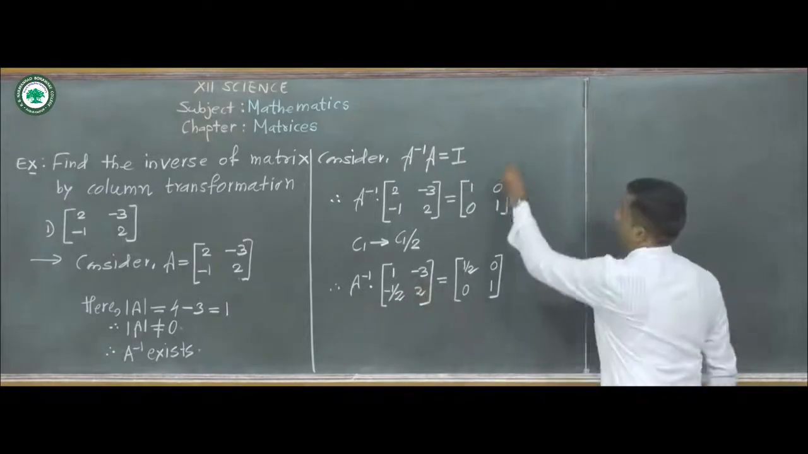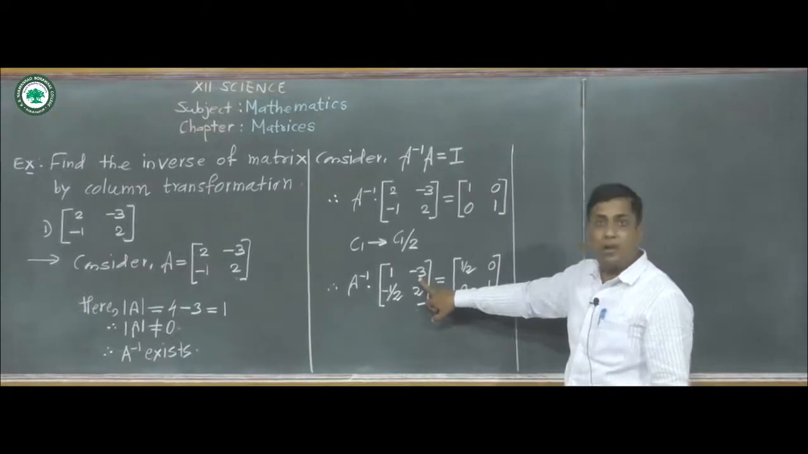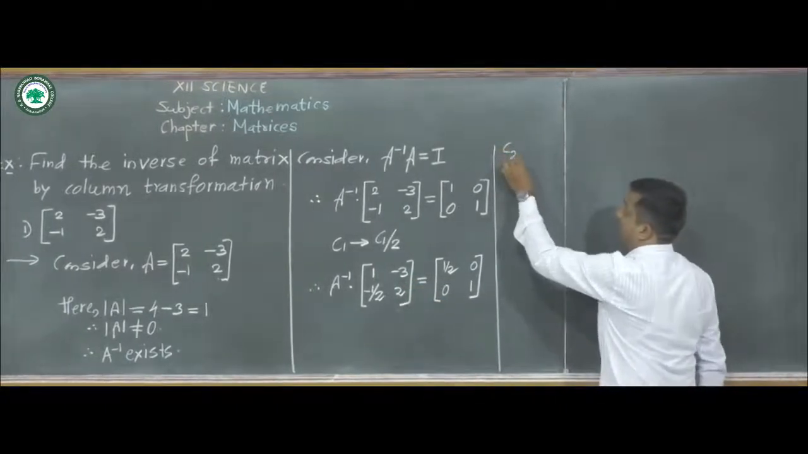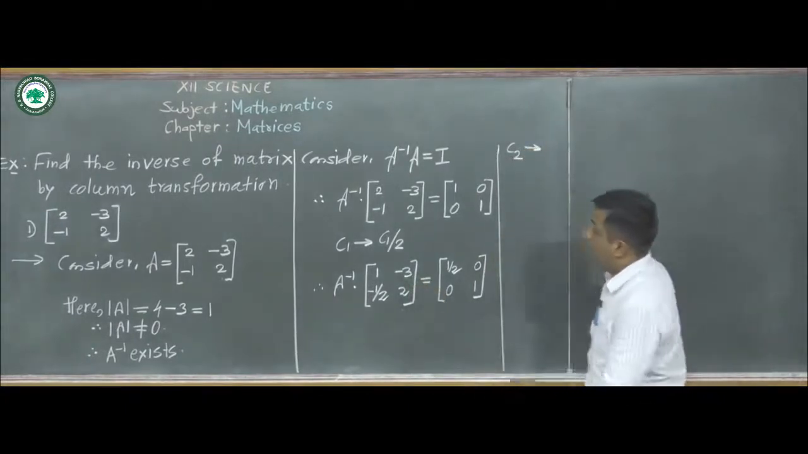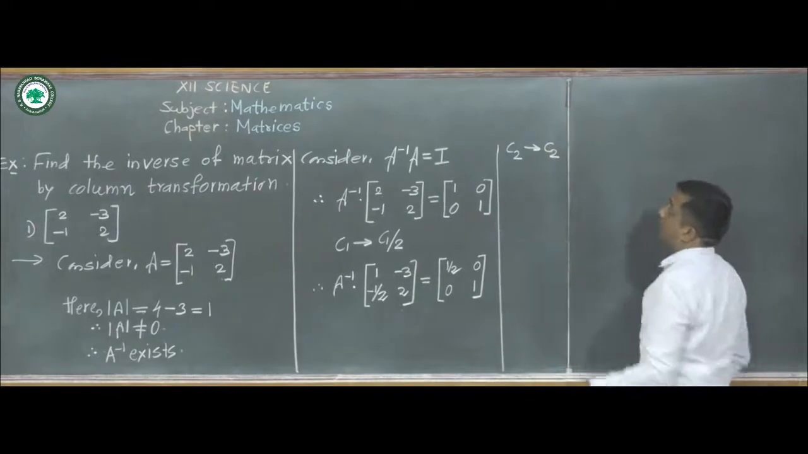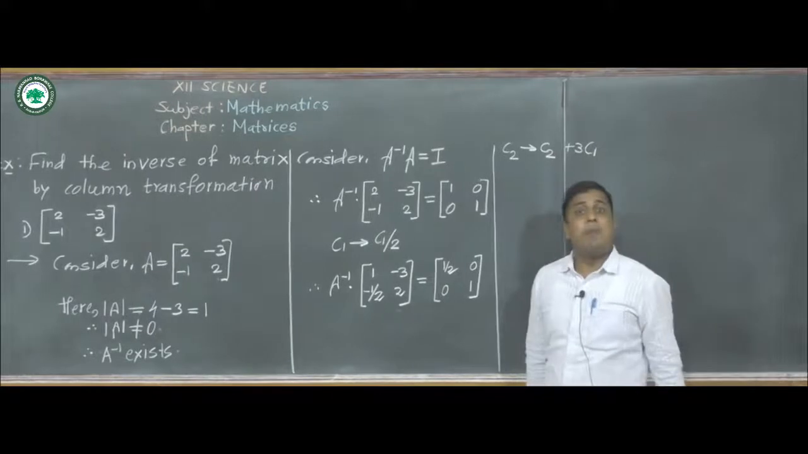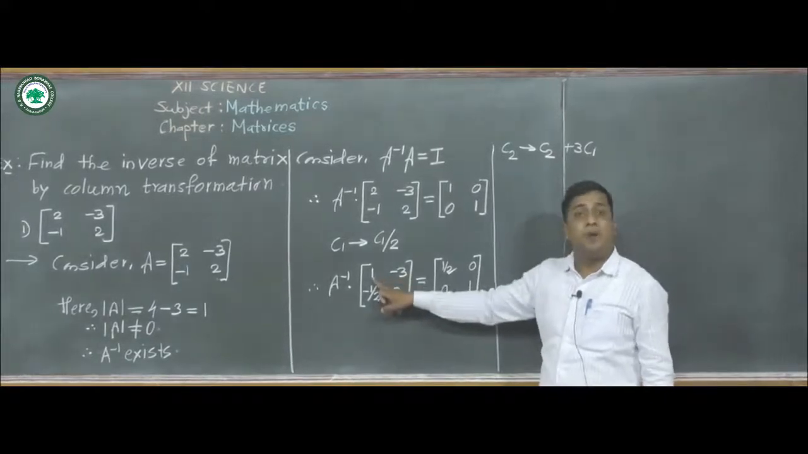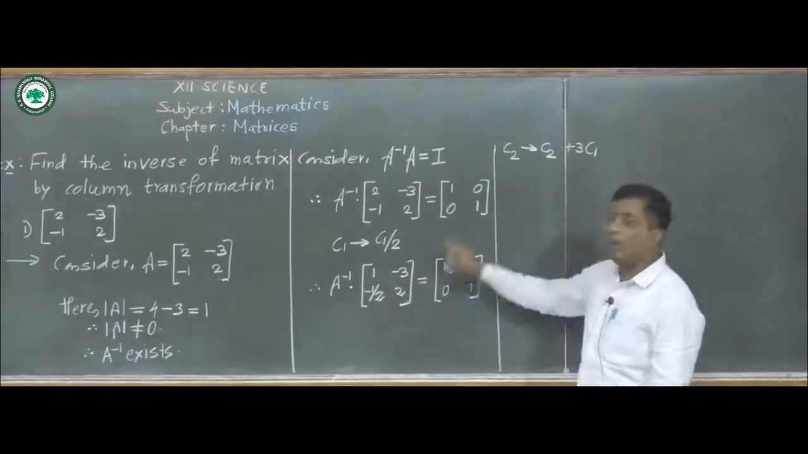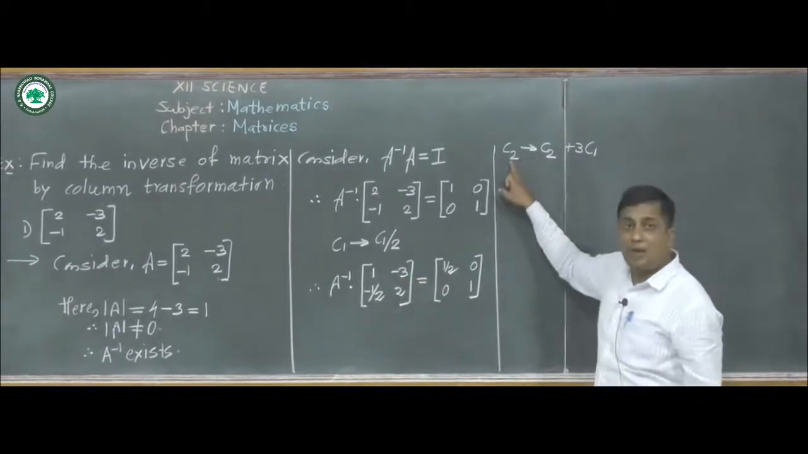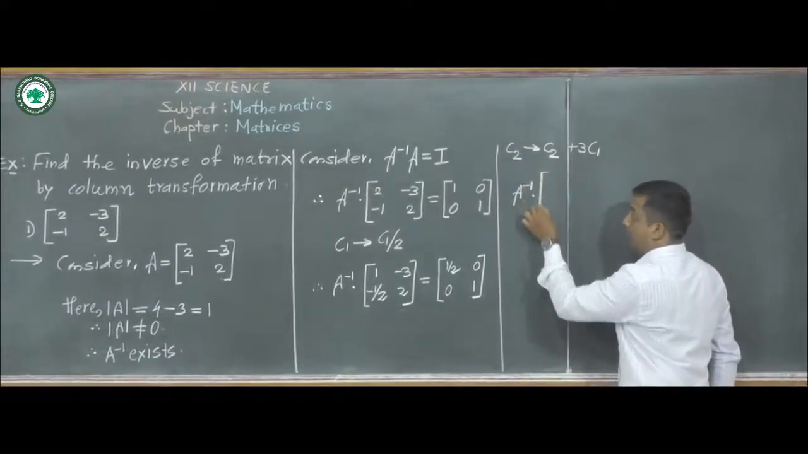So here we perform the transformation. We know this minus 3 is in the second column, so the change is in the second column only, and the change is C2 plus 3C1. That is, we multiply each element of the first column by 3 and add this to our second column. So the change is in the second column. So A inverse into the matrix.